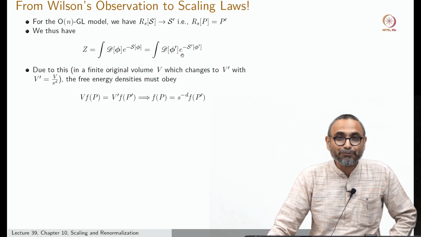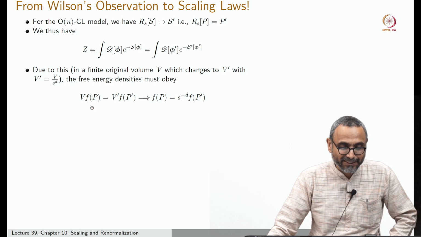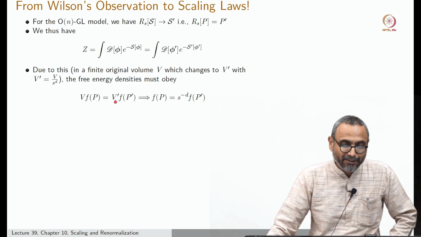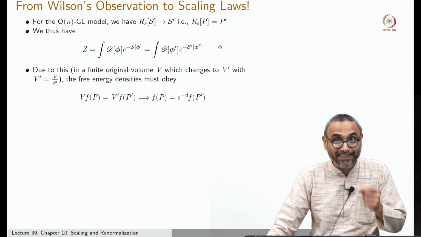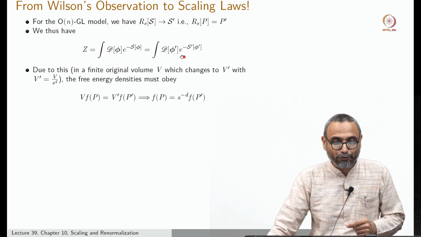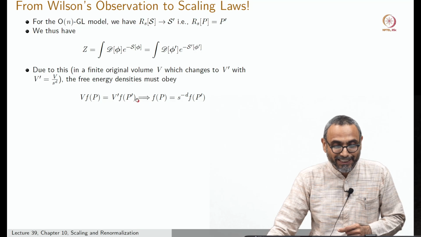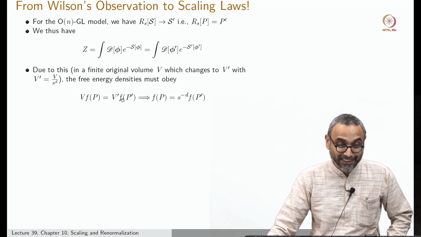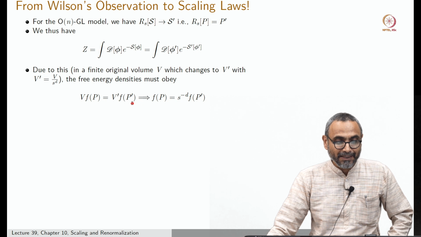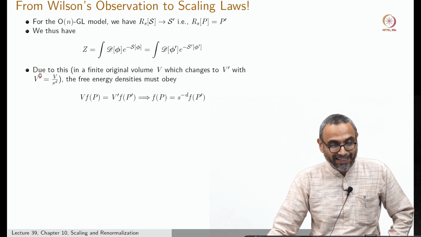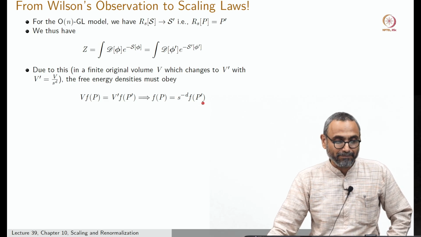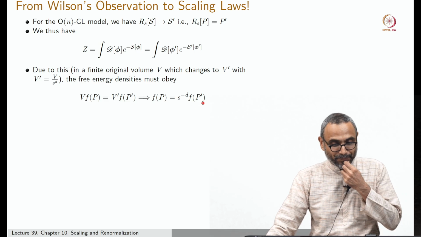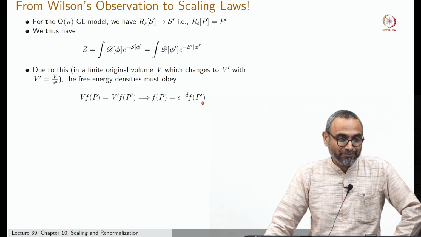Because the partition function is unchanged, you will see that V times f of p, the free energy density, is V prime times the same function, because you see this partition function integral has the only difference that instead of coefficients p, the coefficients are p prime, right? So this is the same function. Now because V prime and V are related by the scaling relation, you will see that f of p is equal to s to the power minus d f of p prime. So this is the result that we have.